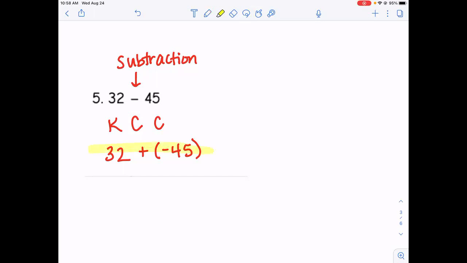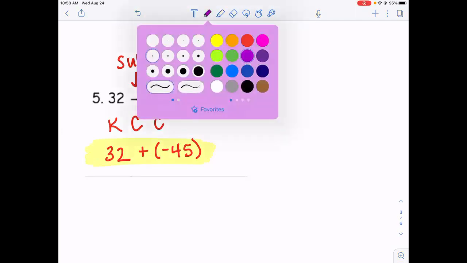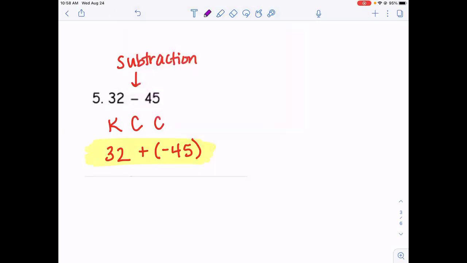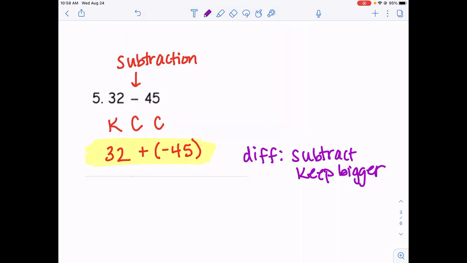These two right here? Okay, so we have different signs, which means we are going to subtract and then keep the bigger sign. All right. So we need to take 45 minus 32. If you need to do that off to the side, that's fine. If you need to look at my number line, that's fine.